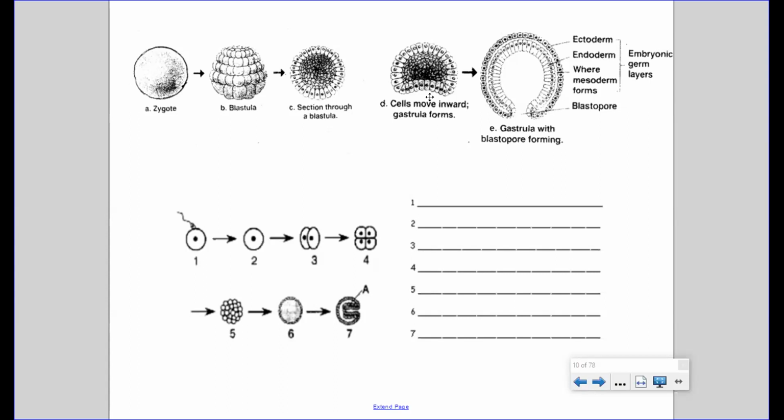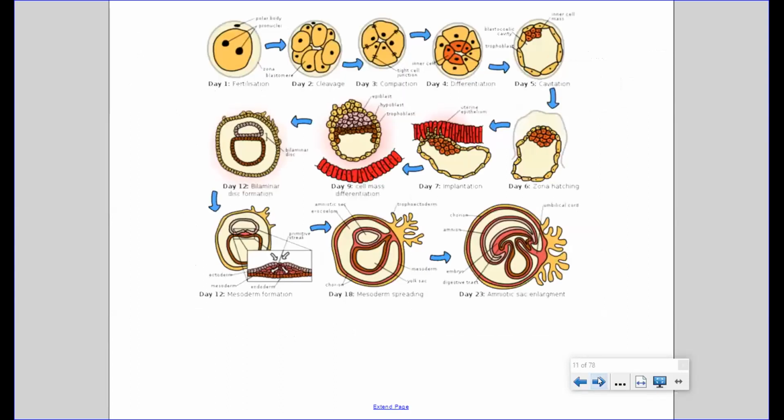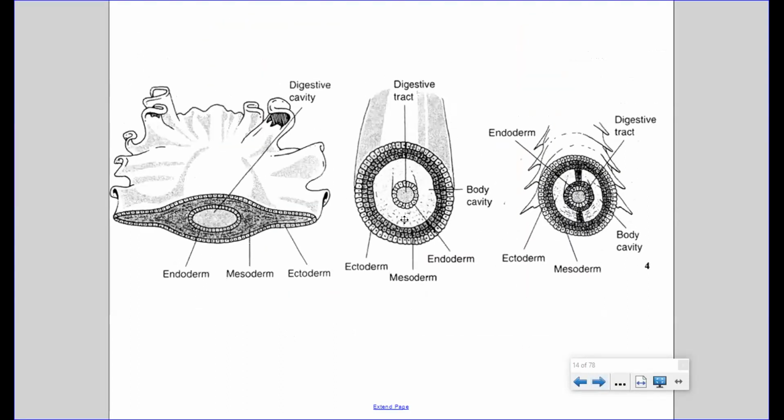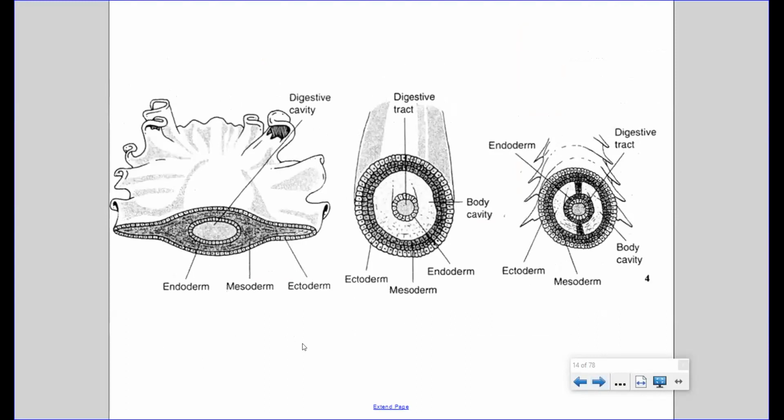All right, so here is our blastula. Gastrula is when it starts to indent, and then it actually will end up like this. So where my hands are touching will be your digestive cavity. So it kind of goes inside out, which is super cool. So then we start forming our body cavities.